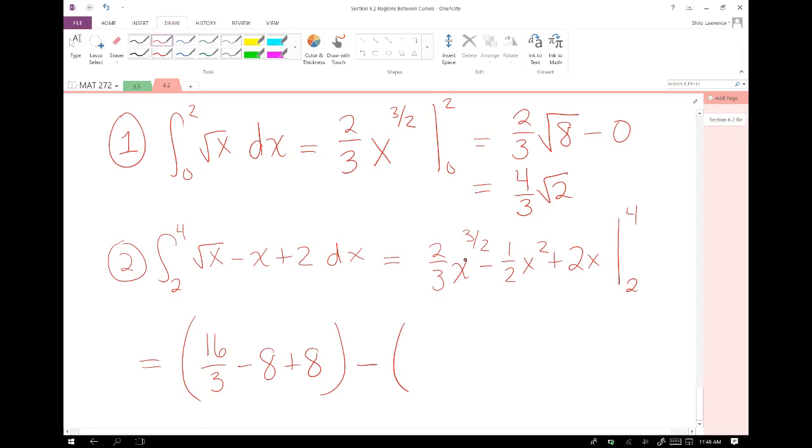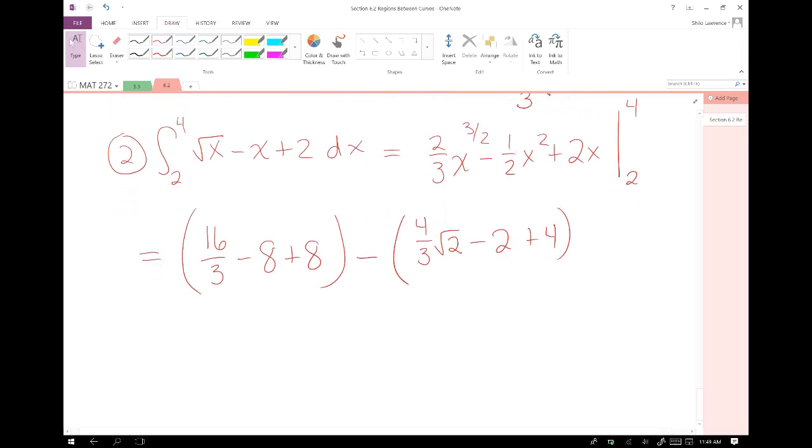We already know when we plug 2 into this first piece, we get 4/3 radical 2, because that's exactly what we did up here. Remember, 2 cubed is 8, and then square root it. We can't square root 8, but we can simplify a little and write it as 2 root 2. So that's 4/3 root 2. And then 2 squared is 4. Half of that is 2. 2 times 2 is 4.